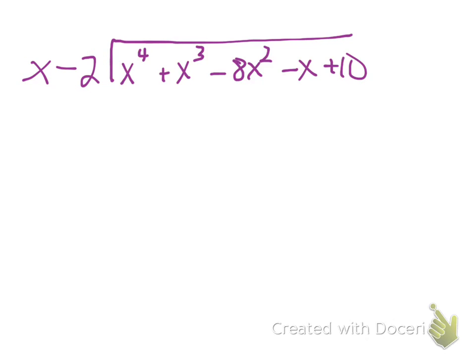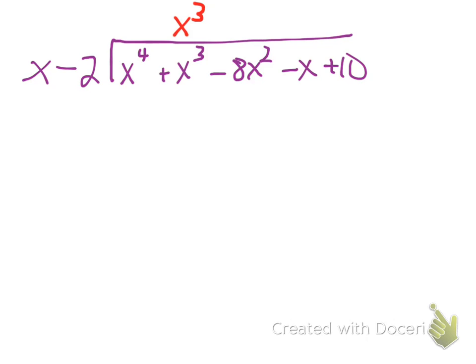So to do that, the first thing I look at is the x to the fourth and this x. And I want to know how many times does x go into x to the fourth? Or what is x to the fourth divided by x? That is going to be x to the third. So my answer for that goes right up here, x to the third.